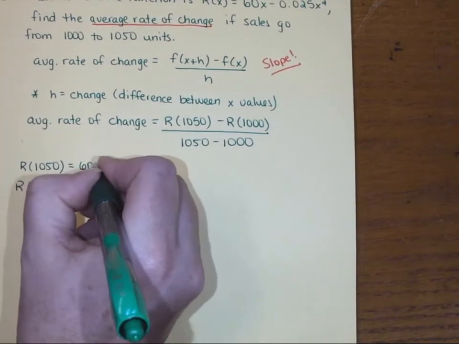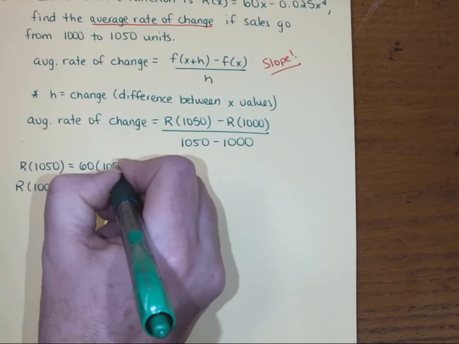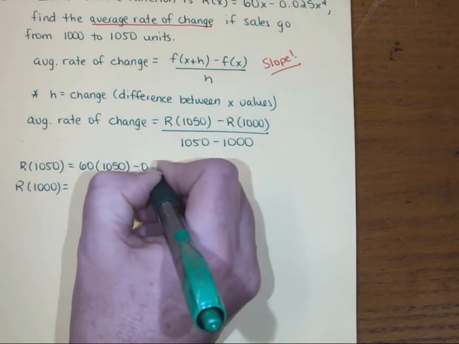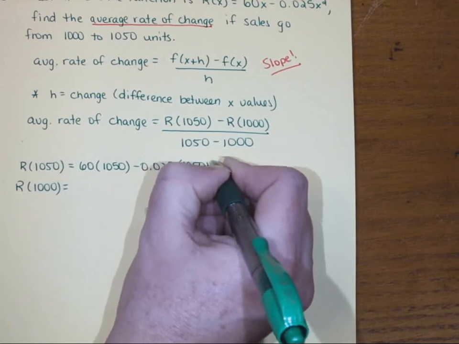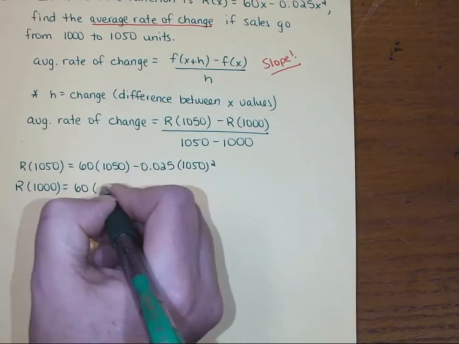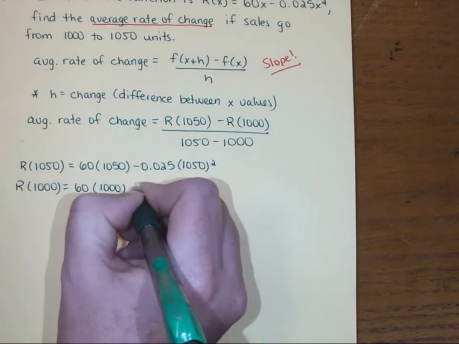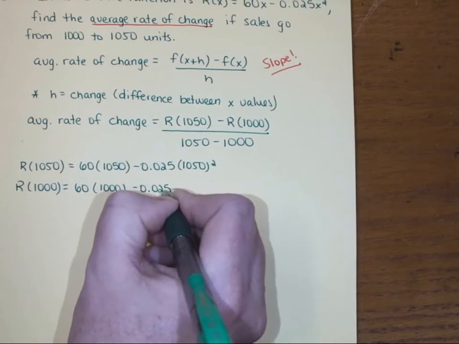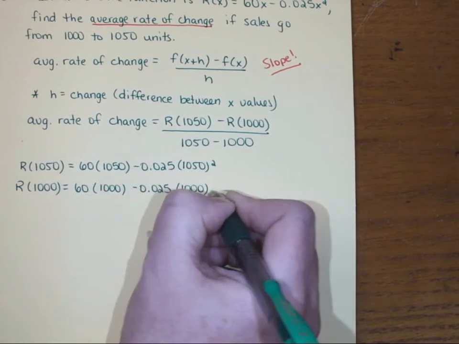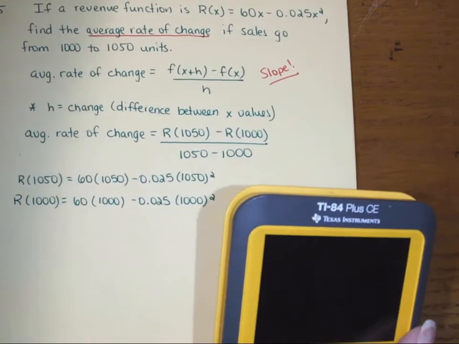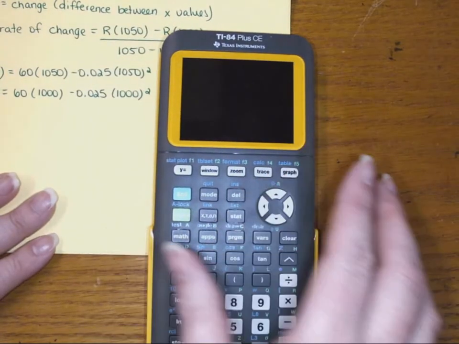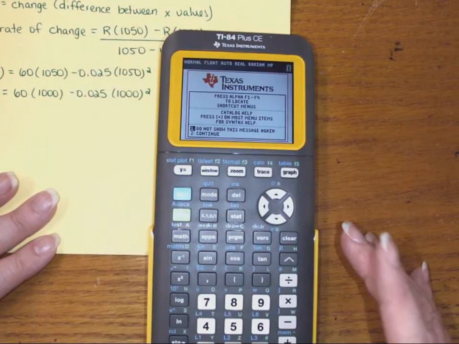So go back up to your original revenue equation. It's 60 times x minus 0.025 times x squared. And then same thing here, 60 times x minus 0.025 times x squared. Okay, so you'll want a calculator for this. So see if I can project it so I can show you some pointers on that. Let me see if I can get it to where you can see it.